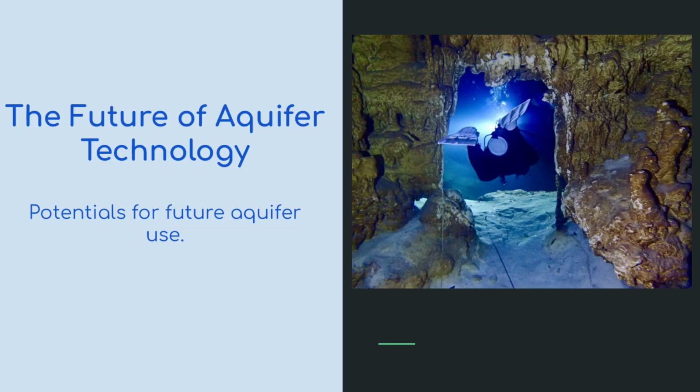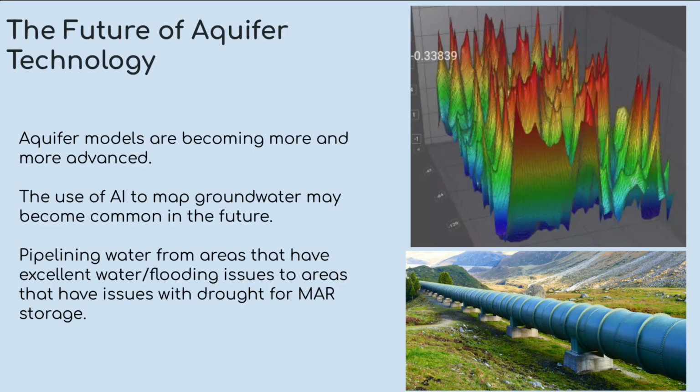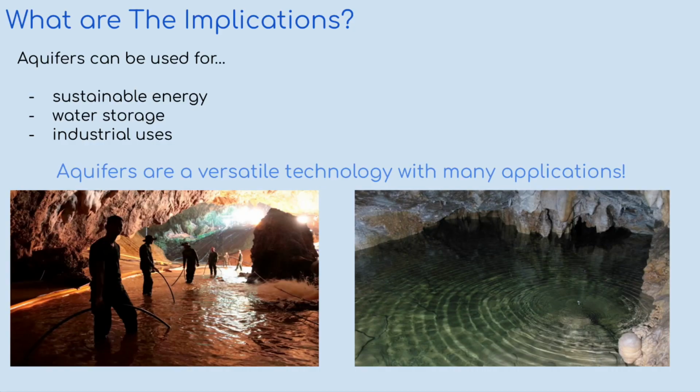Just like any technology, aquifers are continuing to develop and become better as time progresses. The future of aquifer technology will shift more than likely towards computer-generated models and AI to help map groundwater. Pipelining water from areas with flooding issues to areas that have issues with droughts for MAR storage will also become more common. To summarize, aquifers can be used for sustainable energy, water storage, and industrial uses.